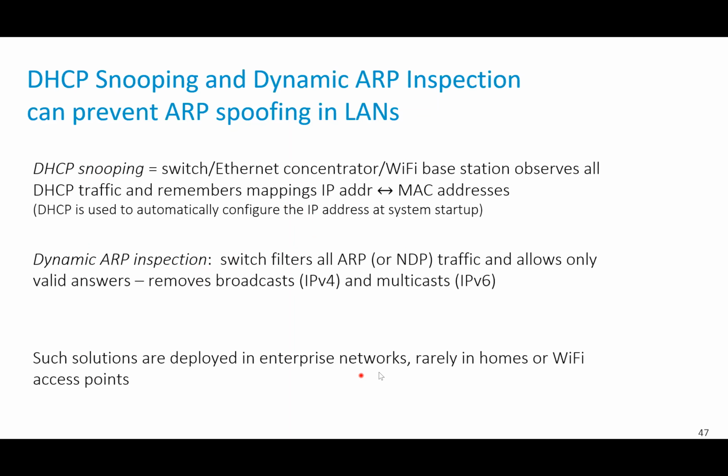So it's deployed in enterprise networks, rarely in homes or Wi-Fi access points. In Wi-Fi access points, typically the problem can occur. Somebody could capture your traffic. This is one of the reasons on Wi-Fi access networks you should not assume that you're secure. You should assume that somebody can get your traffic and can read it in particular or manipulate it. So you should use some kind of encryption and authentication that we will discuss a bit later.